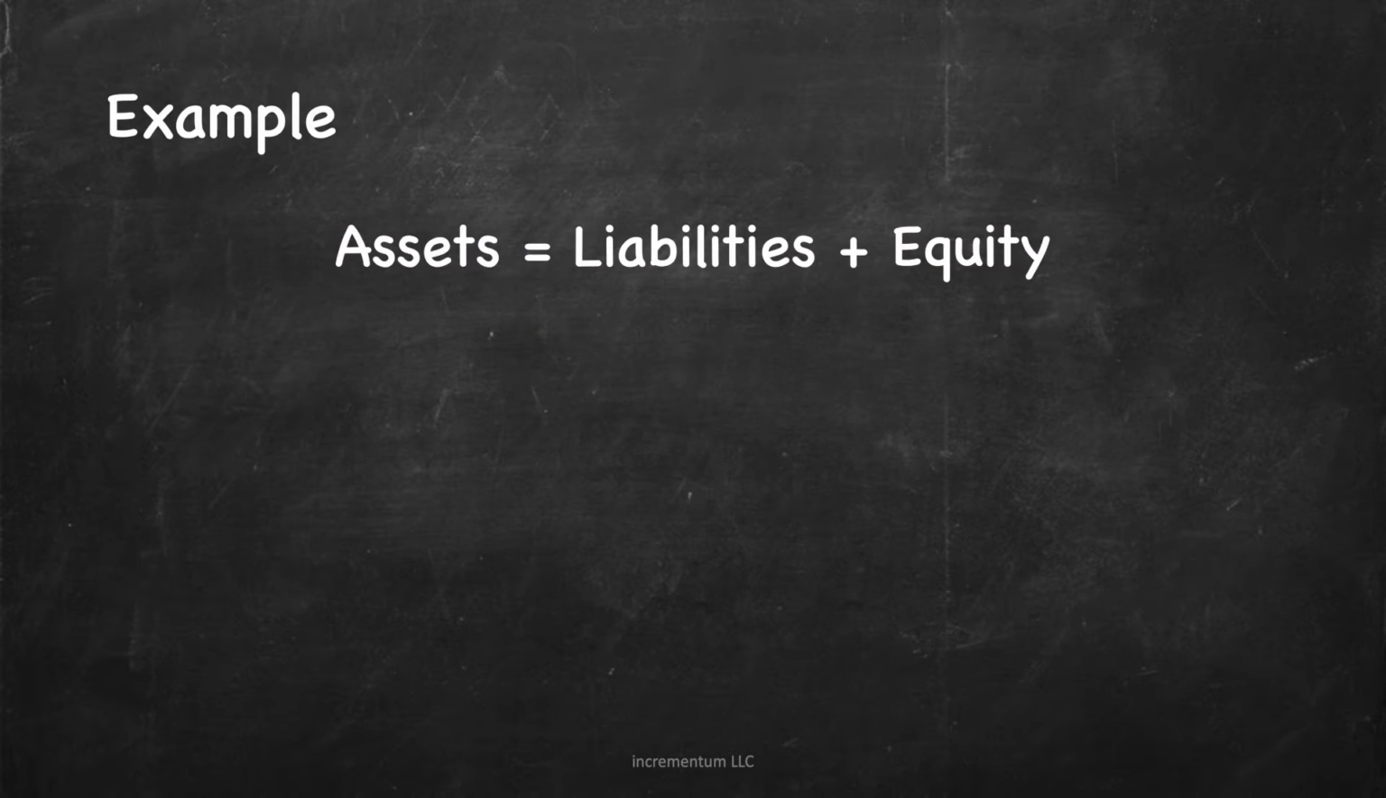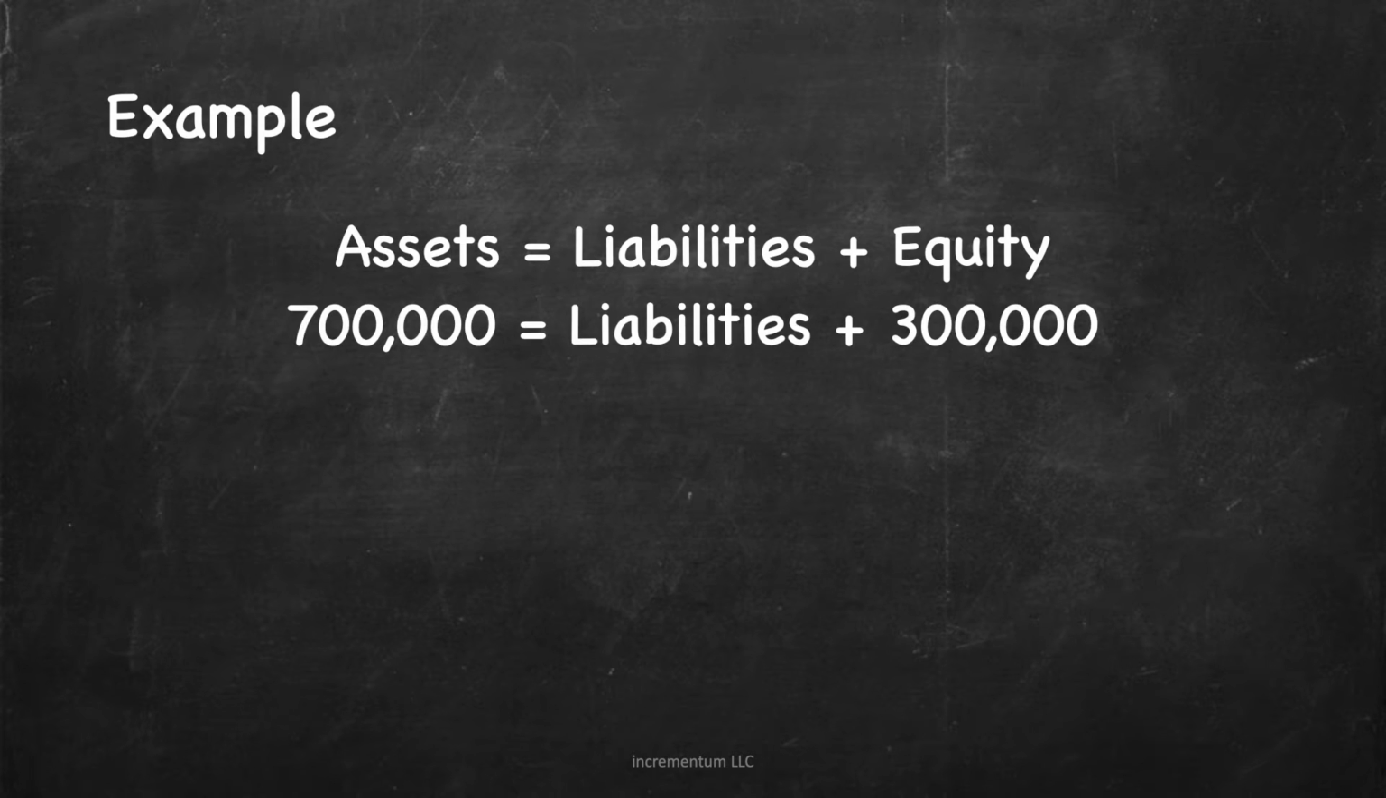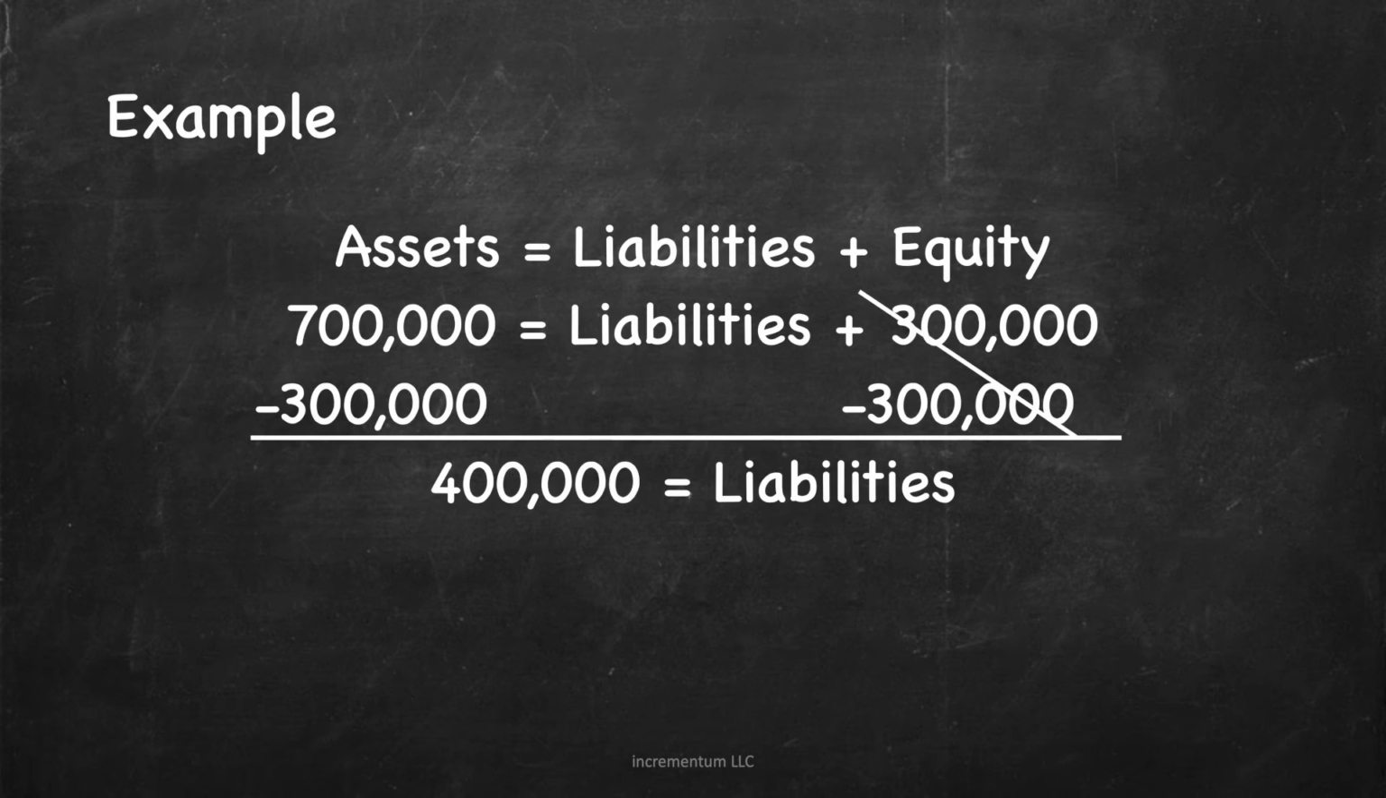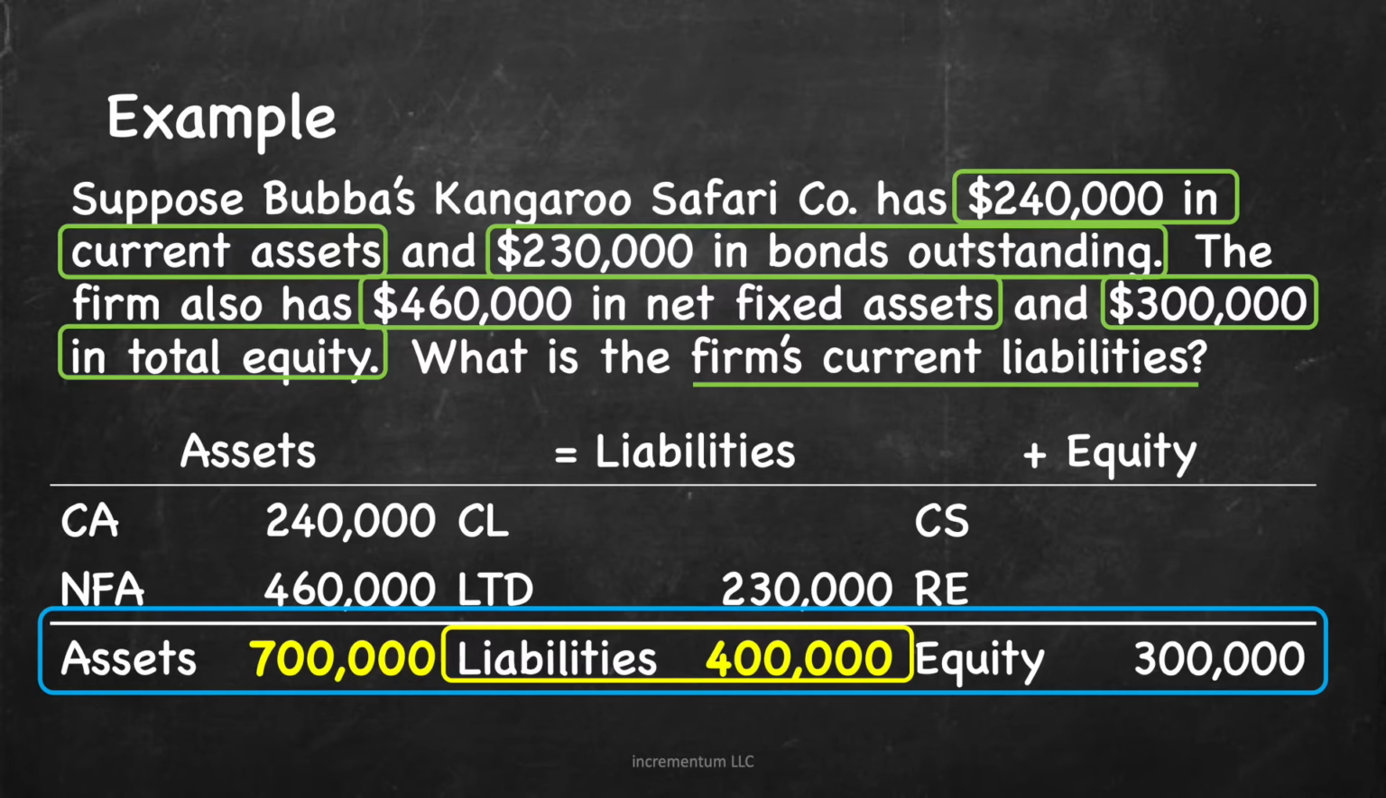So let's go ahead and write down that equation. So assets equals liabilities plus equity. We have $700,000 in assets and $300,000 in equity. To solve for liabilities, we'll subtract $300,000 from both sides. It cancels out on the right-hand side, and we're left with liabilities are equal to $400,000. So now we can fill that in on our balance sheet.